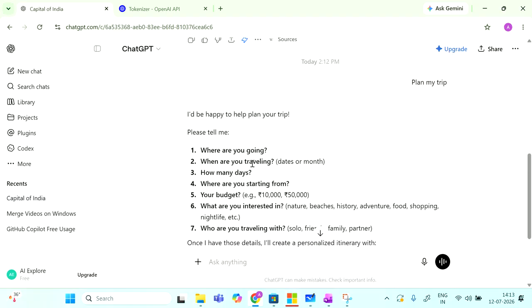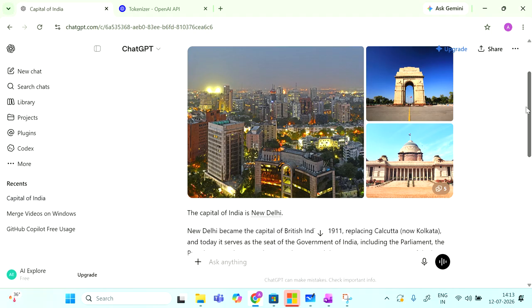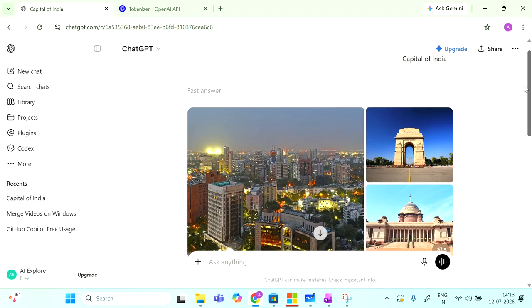Okay, this time it has asked where are you going, where you're traveling, where to start from. But sometimes, because this is AI or LLM, it hallucinates. Sometimes on the basis of your first question, it gives you the answer. You have seen it a lot of times, right? So that is generally taken as a cache of my first question.